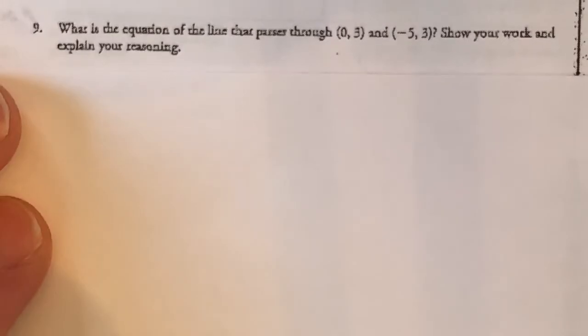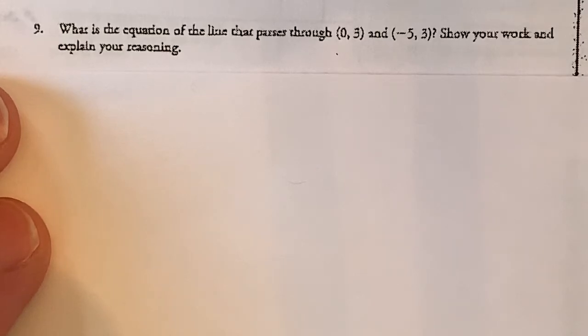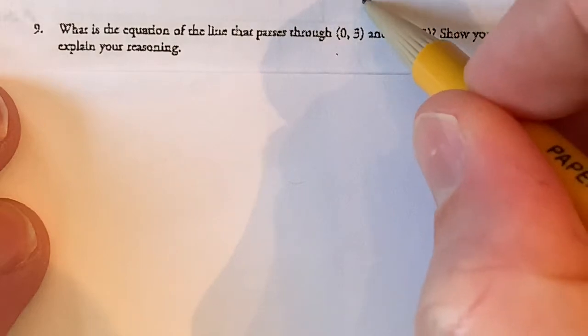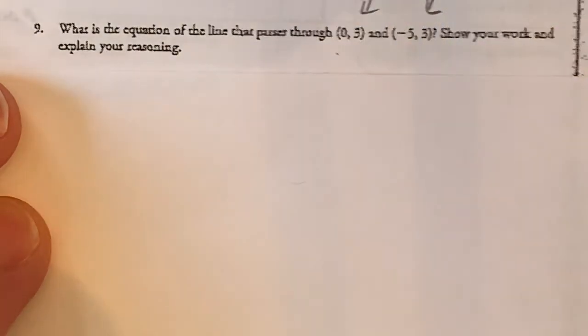Number 9. What is the equation of a line that passes through (0, 3) and (-5, 3)? Show your work and explain your reasoning. Okay, so I want you to notice something real quick. What do you notice about this number and this number? They are the same. So I'm going to give you a couple of examples.